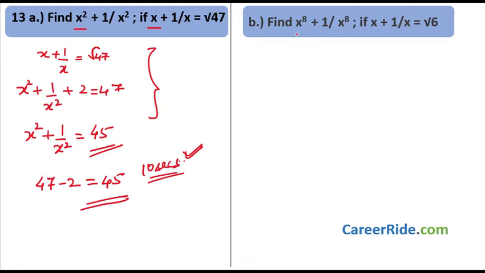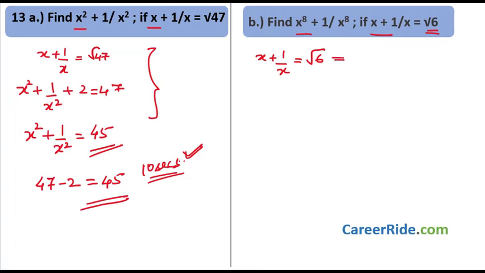Now coming to the second part of this question, what do we have to do here? Find x to the power 8 plus 1 upon x to the power 8 if x plus 1 upon x is equal to square root of 6. Now you must be wondering how to do this question. We learned x square plus 1 upon x square. Now let us see, there are some more steps involved here. So what is given to me? x plus 1 upon x is equal to square root of 6.